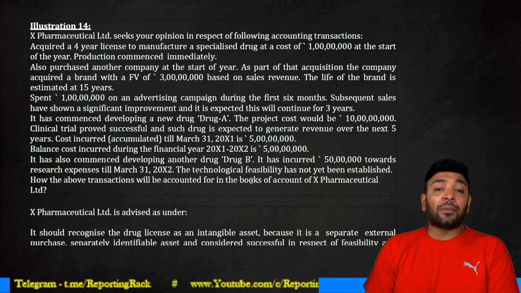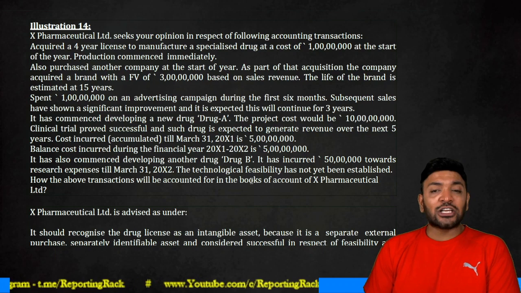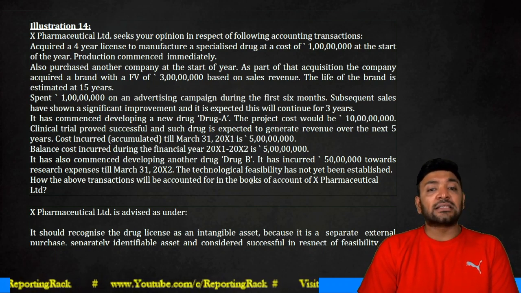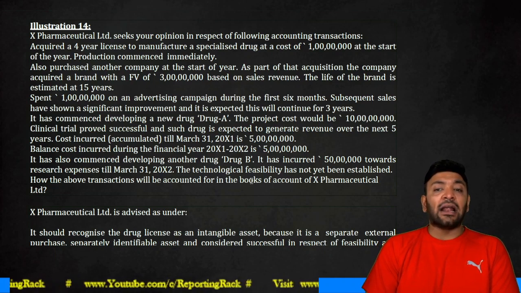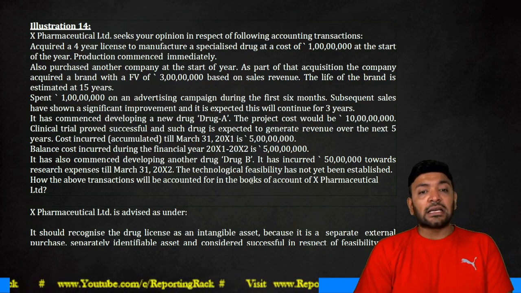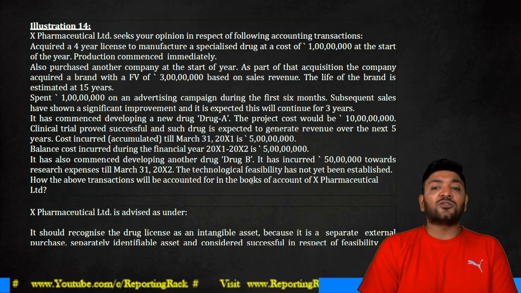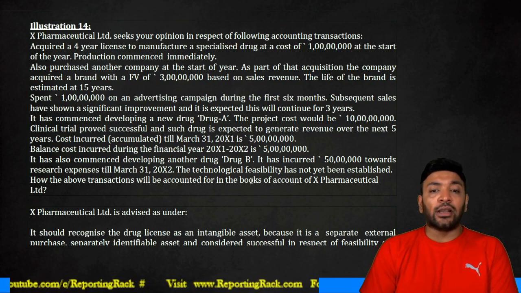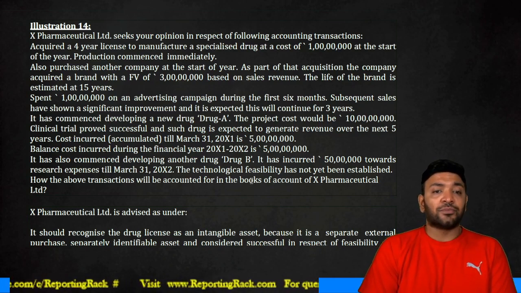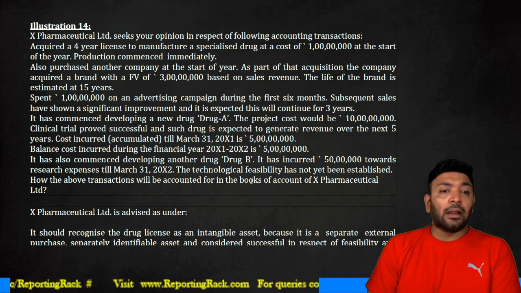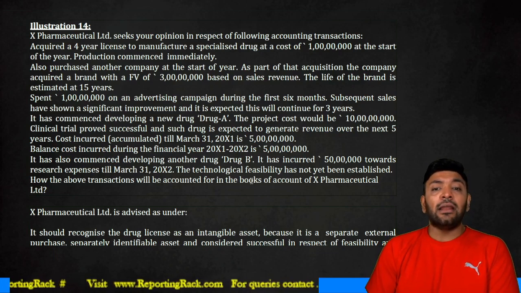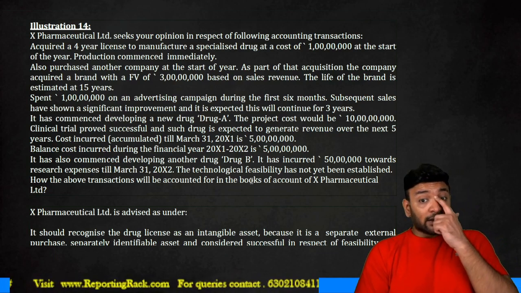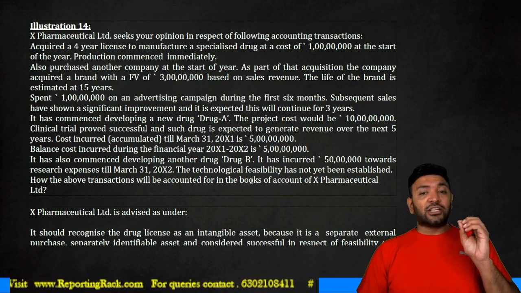It also commenced developing a new drug, drug A. The project cost would be 10 lakhs. Clinical trials have been approved as successful and such cost is expected to generate revenue for the next 5 years. Cost incurred until 31st March is 5 crores. Balance cost incurred during the financial year 21-22 is another 5 crores. It also commenced developing drug B, and has incurred 50 lakh towards research expenditure till 31st March. The technical feasibility has not been established yet.